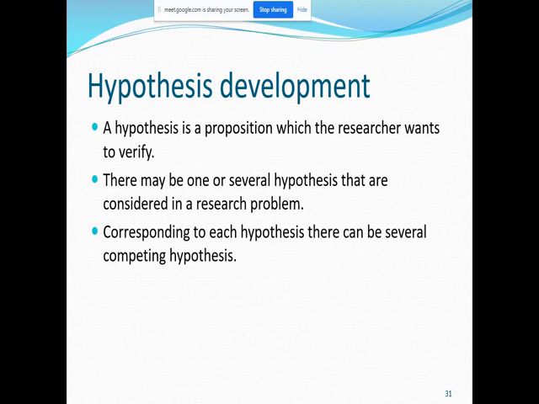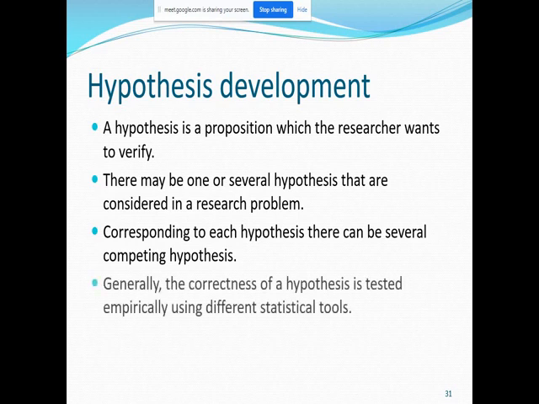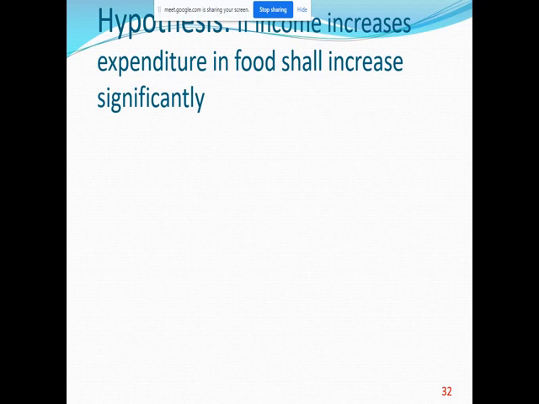It is not that lemon juice पीने से corona जो है चला जाएगा. Nothing like that. Rival hypothesis. There are different types of alternative hypothesis or rival hypothesis for this. Generally, the correctness of a hypothesis is tested empirically using different statistical tools. So subsequently, when we go to our chapter called test of significance, we will see how these hypotheses are tested using some statistical tools. So these are about hypothesis development.